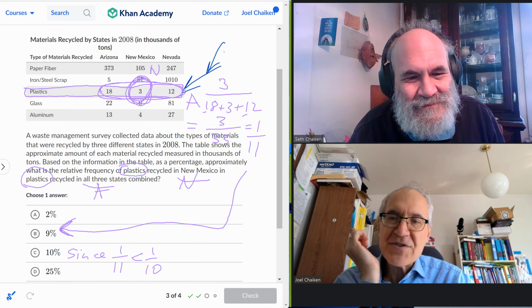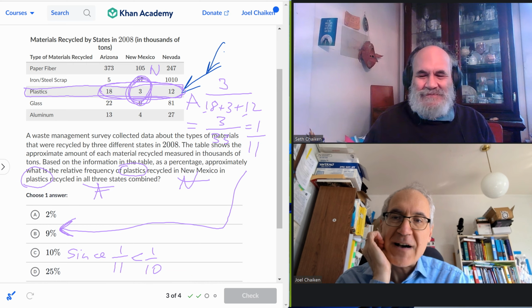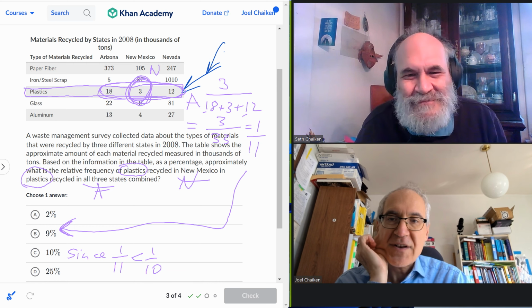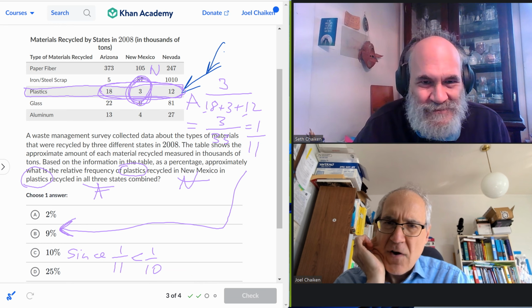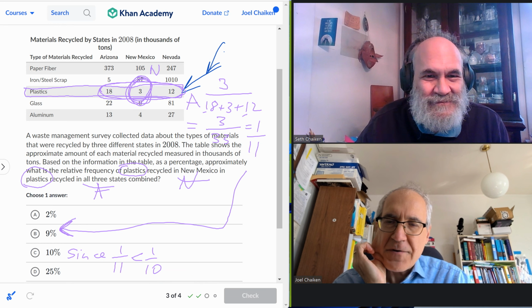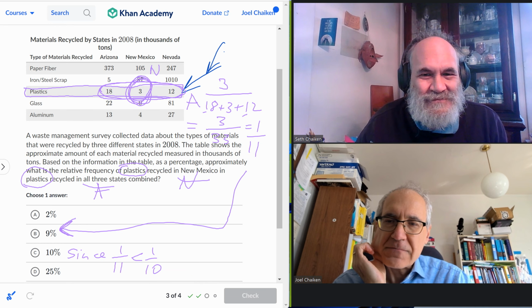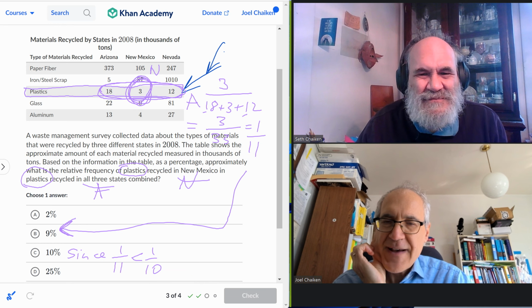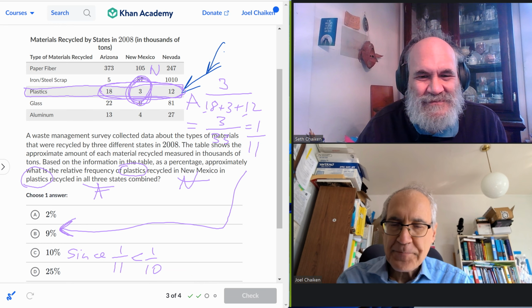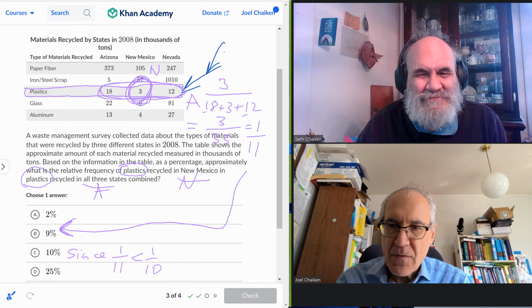So you add up those things, the 18, the 3, and the 12. So it's 3 over the sum of 18, 3, and 12, which is about 1 over 11, which is about 9%. Yep, that's how you do it.